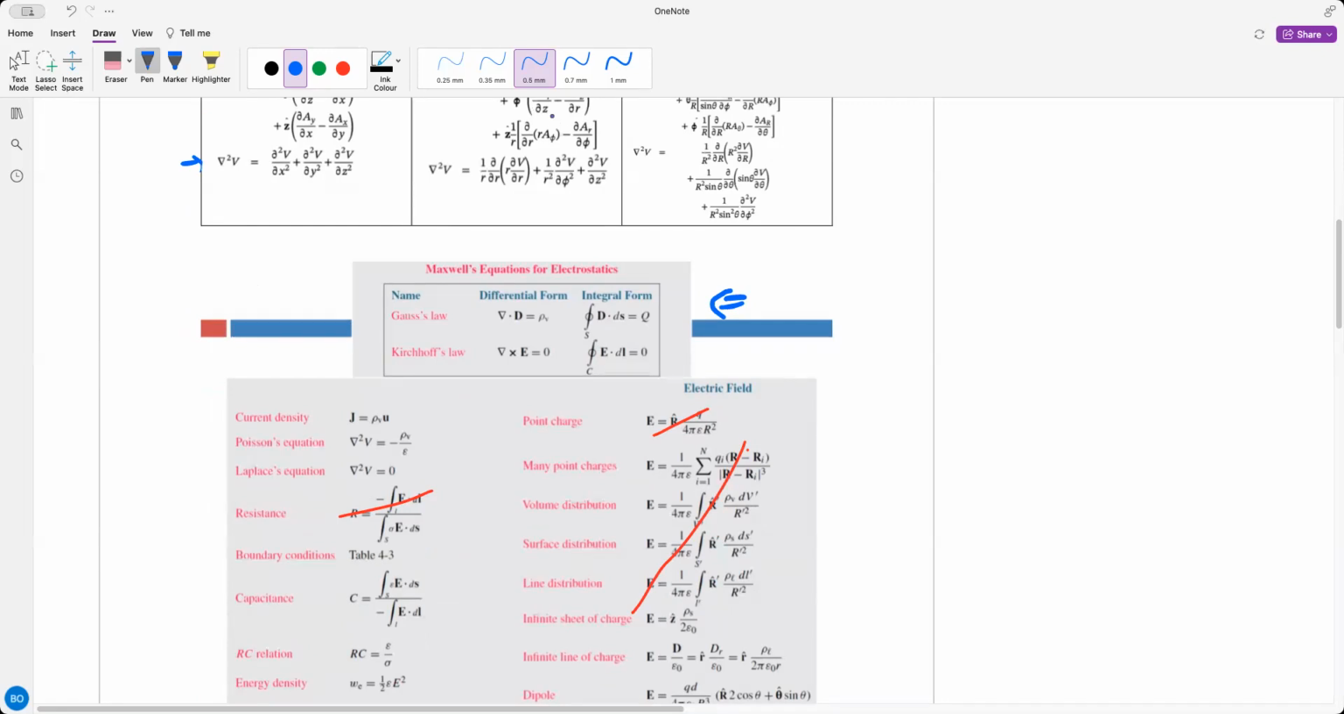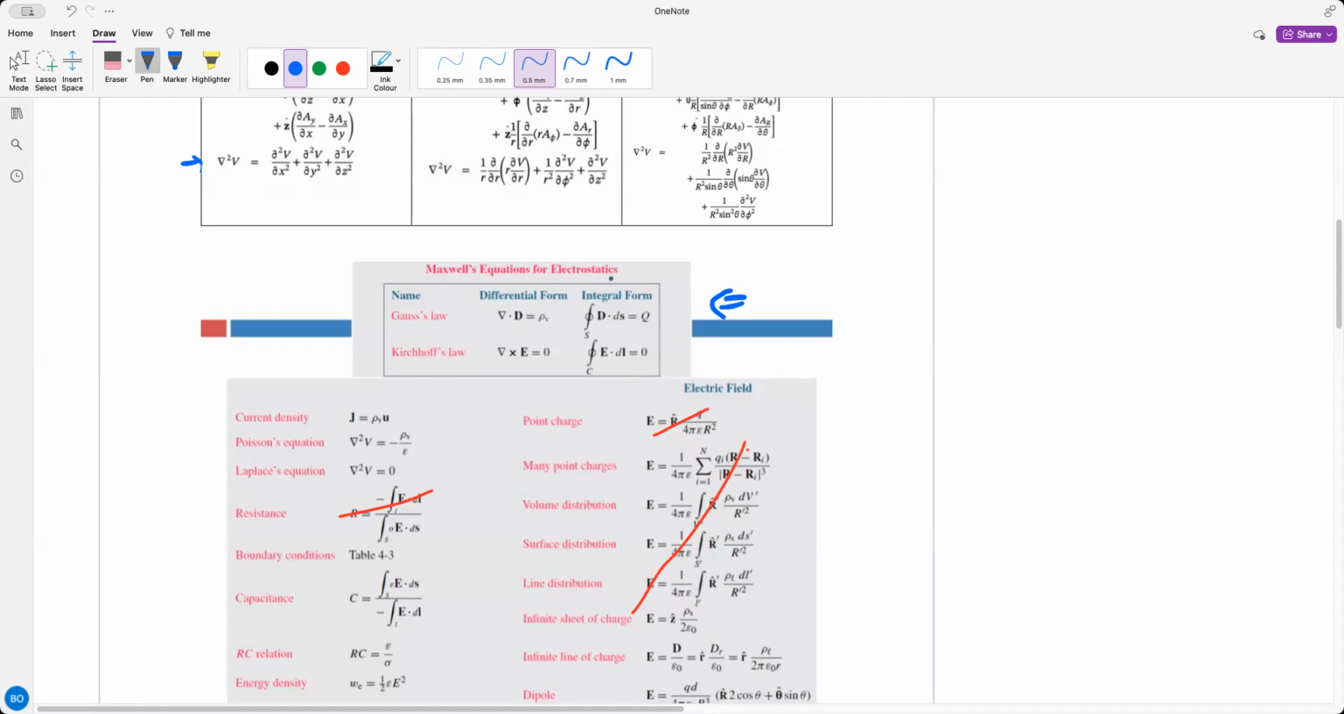I will upload the video. This formula sheet I can upload already, so it will be given to you in the exam, so you don't have to memorize anything.